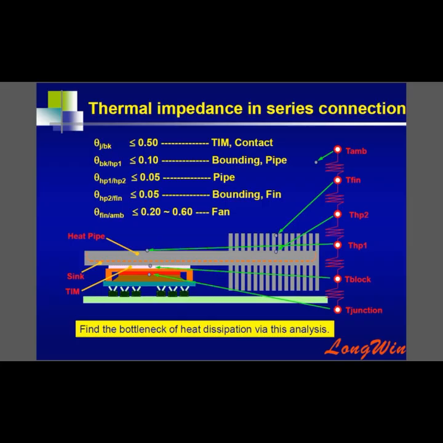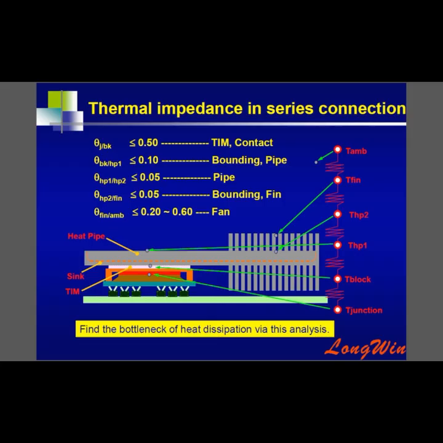such as we can increase the flow rate or improve the thermal performance of the heat pipe, or we can also improve the performance of the cooler or the heat sink. Also, we can try to improve the performance of thermal interface material, because the thermal resistance is effective in series connection.